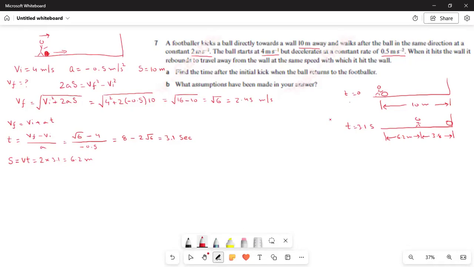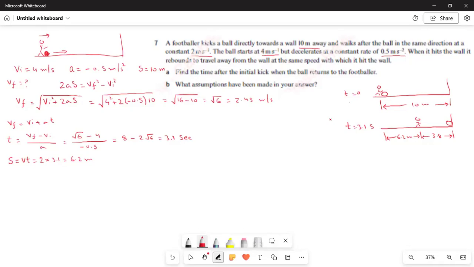Okay, what happened after this? Now he will move towards the wall and the ball will come towards him. So sometime they will meet again, right? So we need to find out how long it will take them to meet again. Okay, so the ball reflects back with the same speed.